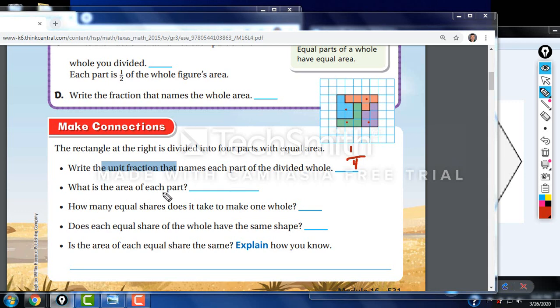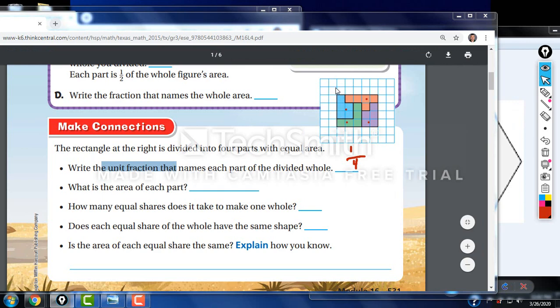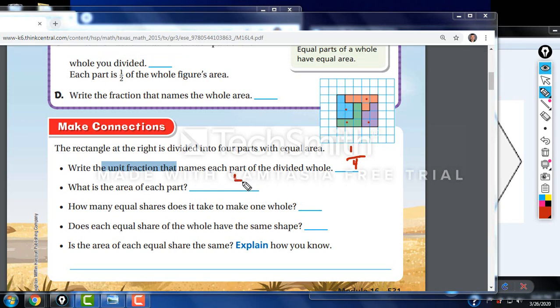What is the area of each part? Now we go back to area. How do I figure area? Well, I can't do length times width. What's the easiest way? I count the squares. 1, 2, 3, 4, 5. The area is 5 of each part. How do I know that? I just counted them. Remember, the area has to be divided into equal parts. And we already know they are because we already answered this one here. And if you count them, all of them have the area of 5.